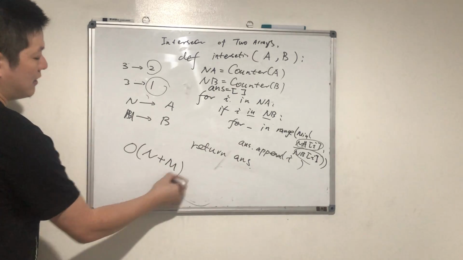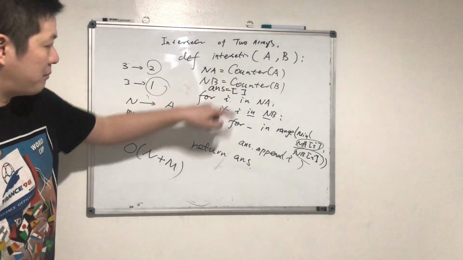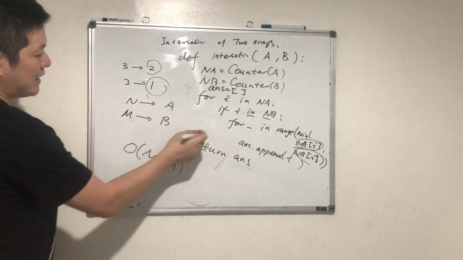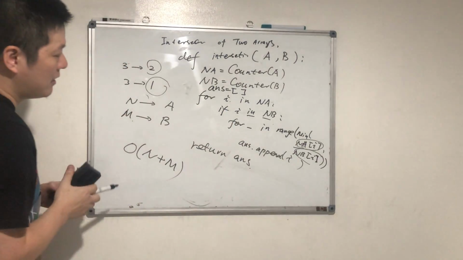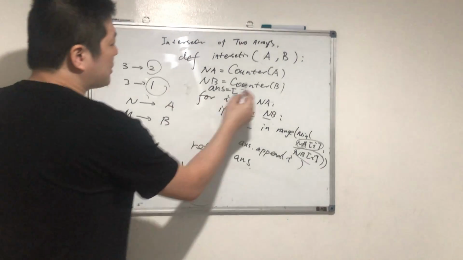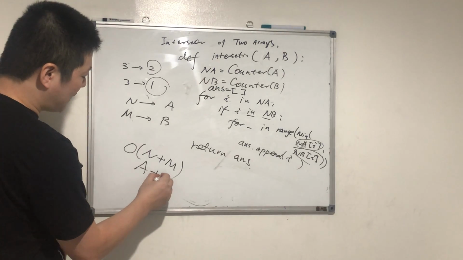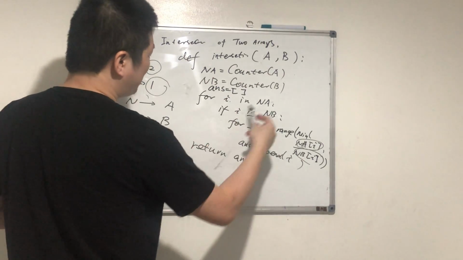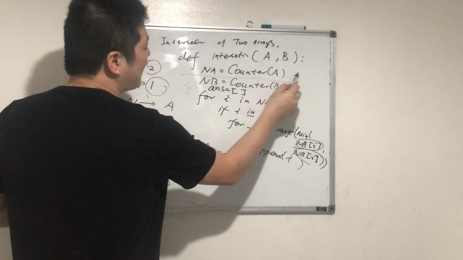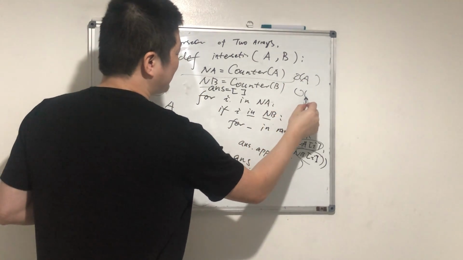O of N plus M. Where's M? M is the number of elements in B, or A. So why is that? Look, we're going through, you can say A plus B. Okay, it's the same thing. Or A plus B, if you prefer. Okay, so this going through, building this notebook A takes O(A) time, and building this notebook B takes O(B) time, right?